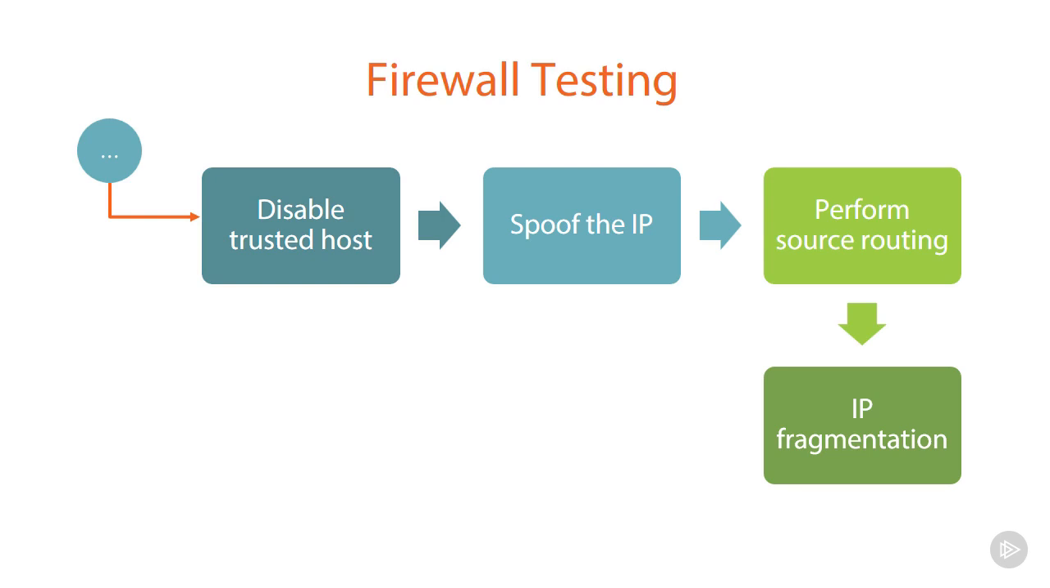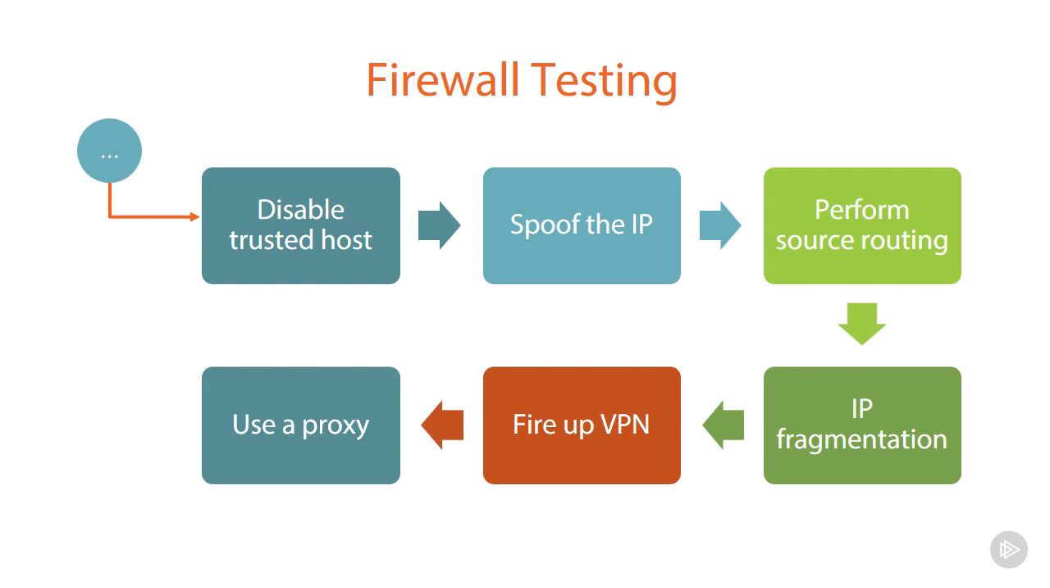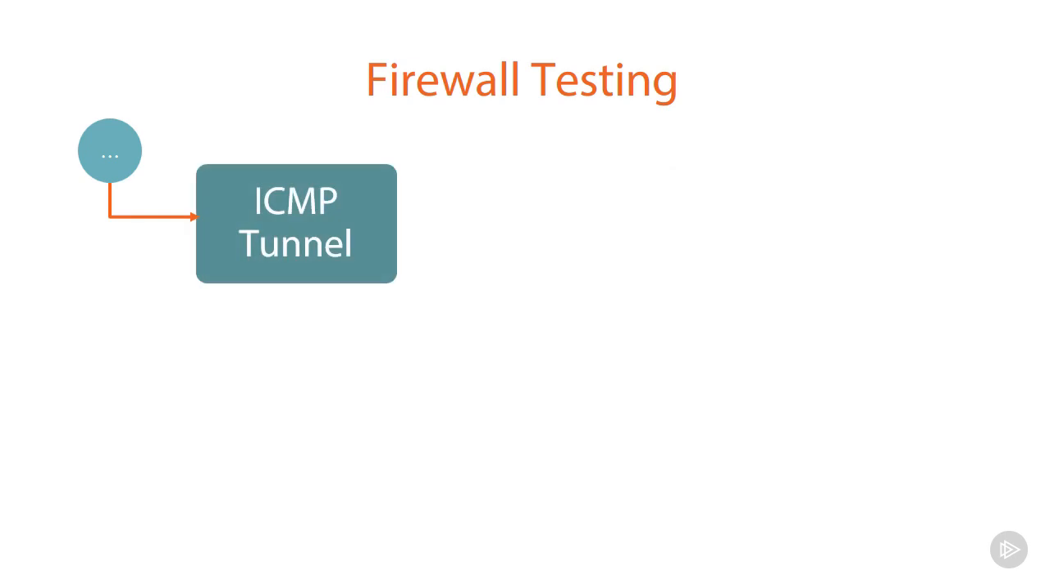During a fragmentation attack, we're going to force the TCP header information into the next fragment in order to bypass the firewall. We can then fire up a VPN or even use a proxy to see if we can bypass the IDS system or firewall from the inside. Regardless of whether or not we are able to get past it at this point, our next step is to test to see if we can get past it via an ICMP tunnel.